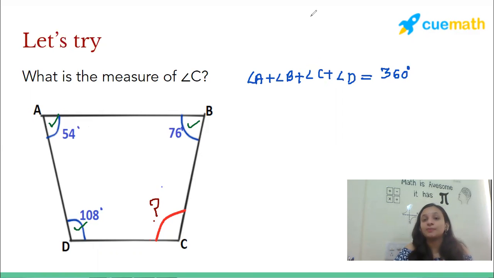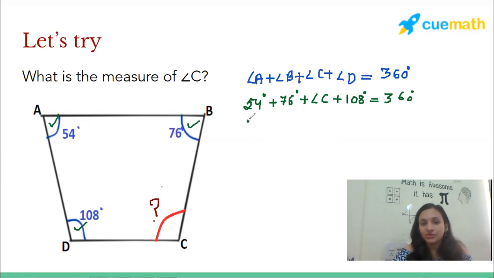Now, all you need to do is plug in the values of the known angles and then solve for the unknown. Angle A takes the value of 54 degrees. Angle B takes the value of 76 degrees. Angle C is unknown, and angle D is 108. The sum equals 360 degrees. So quickly add up 54, 76, and 108. 54 and 76 added together give you 130, and 130 plus 108 is 238. So 238 degrees plus angle C is equal to 360 degrees.